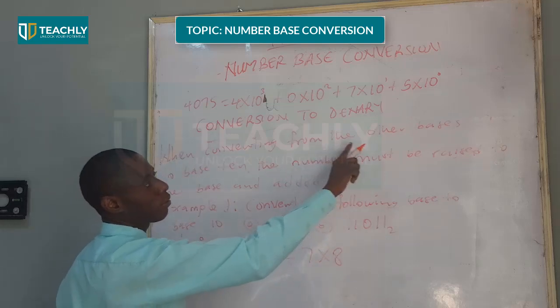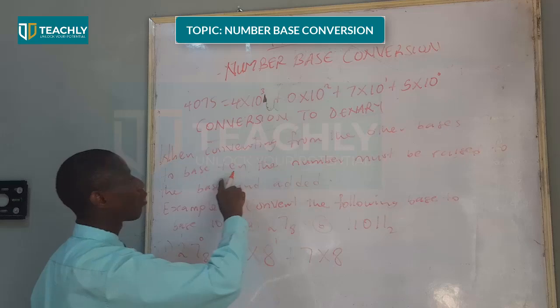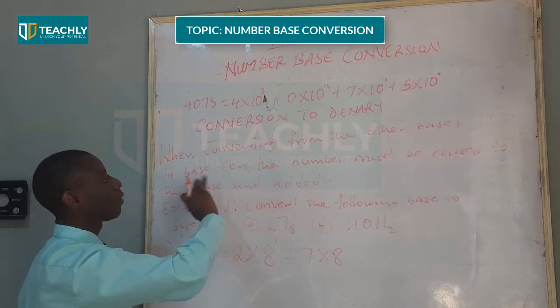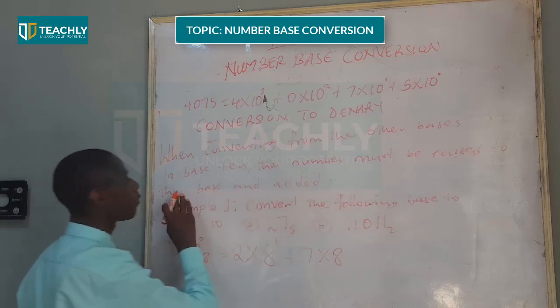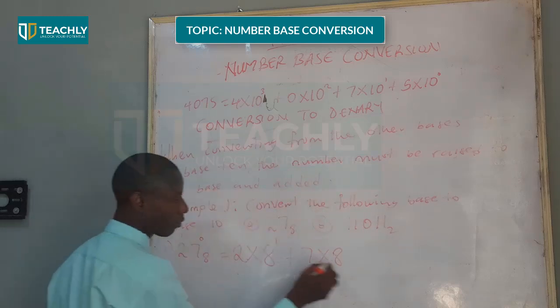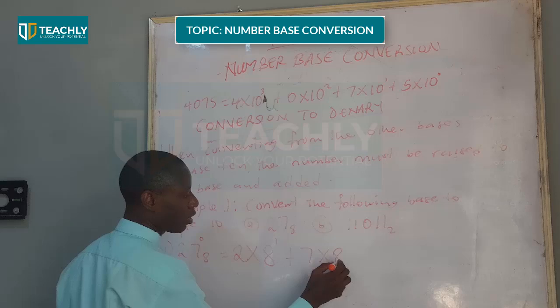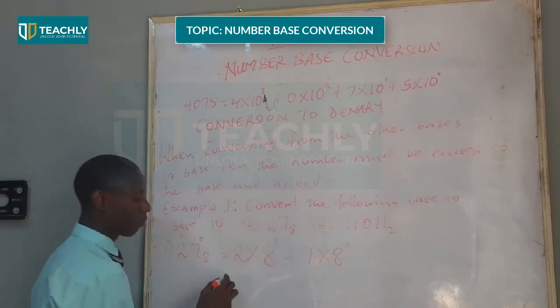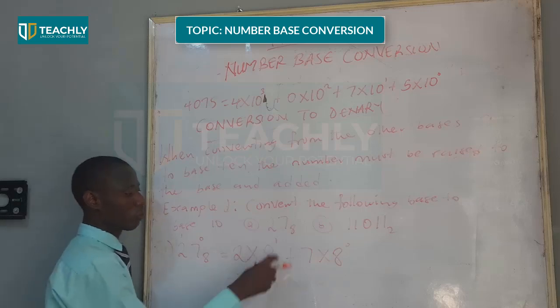But the step says you need to convert to base 10. The number must be raised by the base. So you have to raise the base here. 7 times 8. What do you have on that 7? That's 0. So it's going to give us 8 raised by 1 is 8.